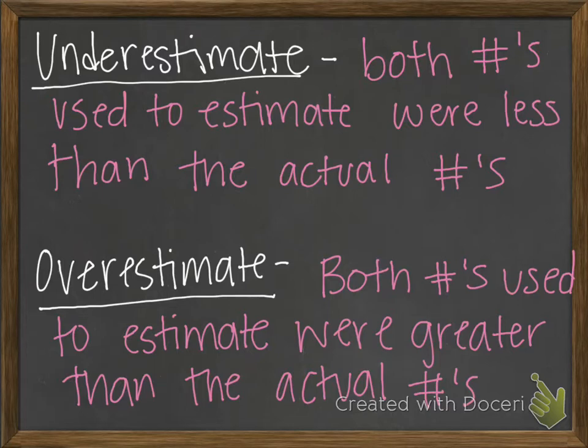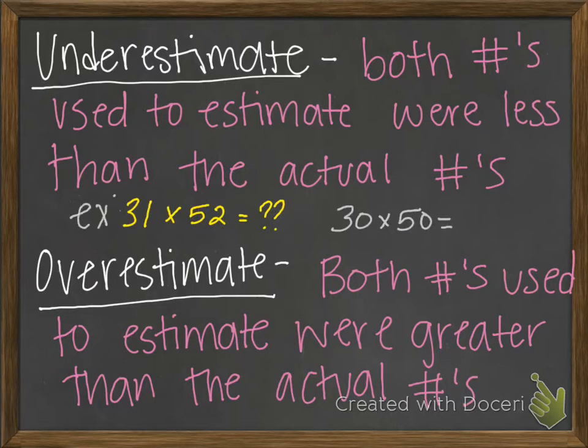If you underestimate, both numbers used to estimate were less than the actual numbers. We will talk about that, and I will show you an example. Or I could just show you an example right now. So go ahead and write this example down. If I have 31 times 52, that's kind of hard to do in my head, so I'm going to estimate, and I want to make these into whole numbers that are easy to use.